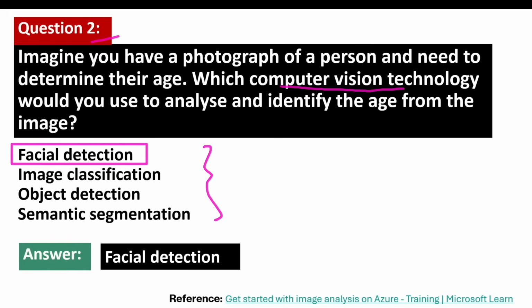So, what is facial detection? Facial detection is a technology that identifies and locates human faces in images or videos. It uses computer algorithms to detect the features of a face, such as the eyes, nose, and mouth. And it can analyze these features to determine various attributes, including age, gender, and emotional expression. So, what are the benefits of facial detection? Facial detection can improve security systems by identifying and tracking individuals in real time. This can be used for security and surveillance.